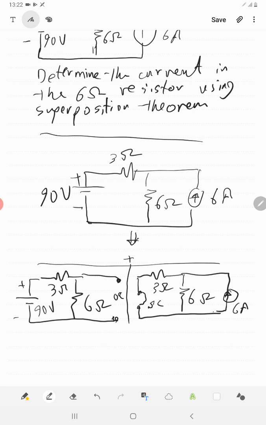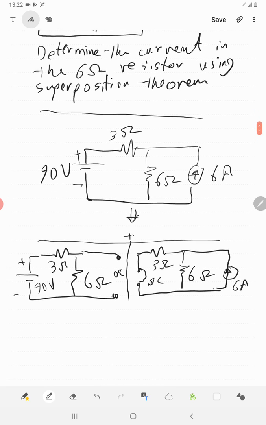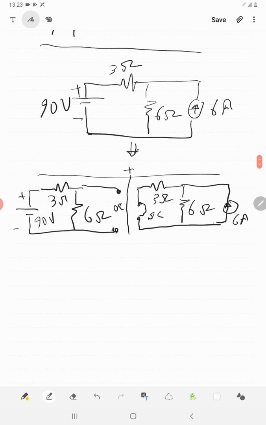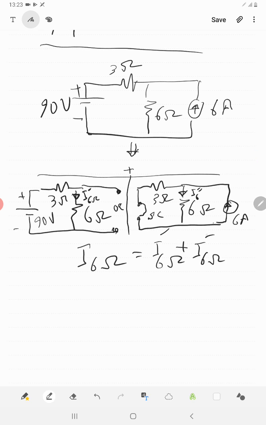The second circuit has the second source, which is 6 amps, and we remove the 90 volts. When we remove a voltage source, we make it a short circuit. So in these two individual circuits, we have two currents. One here, we call it I6 ohms prime, and this I6 ohms double prime. So I6 ohms should equal I6 ohms prime plus I6 ohms double prime.